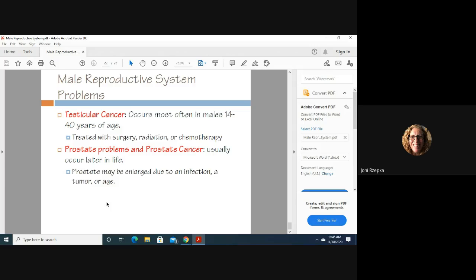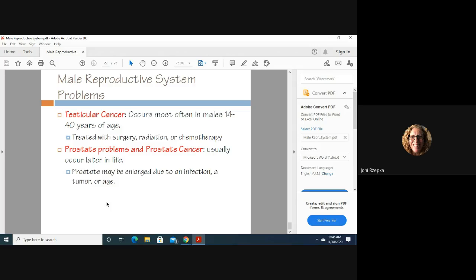They may radiate the area, which means they're going to use high energy rays to kill the tissue and hopefully get rid of the cancer. They might do something like chemotherapy, which is systemic, which means they're going to put it in your body and let it go through your blood vessels and transfer all the way around the body to try to kill those fast-growing cells, which are considered cancerous.